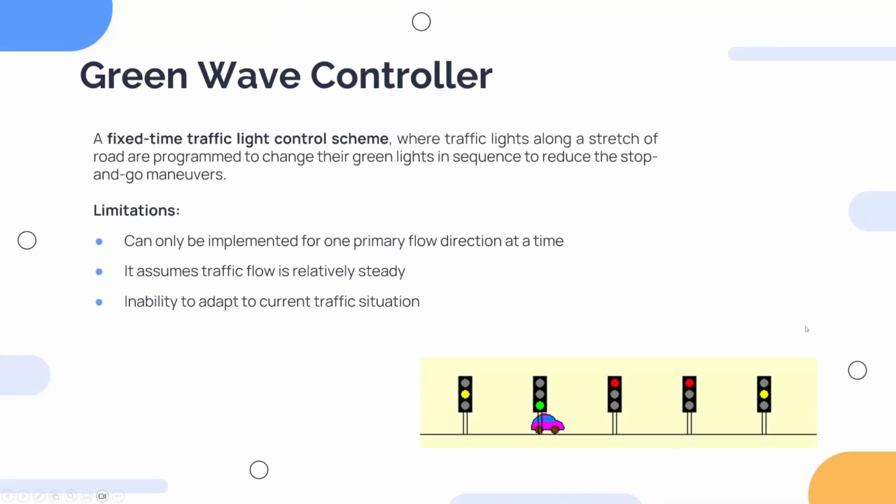The first method is the green wave controller. It is a fixed-time system where traffic lights along a stretch of road are programmed to change their green lights in sequence. It has some limitations: it can be implemented for only one primary flow direction at a time. It assumes traffic flow is relatively steady and does not have the ability to adapt to the current traffic situation.